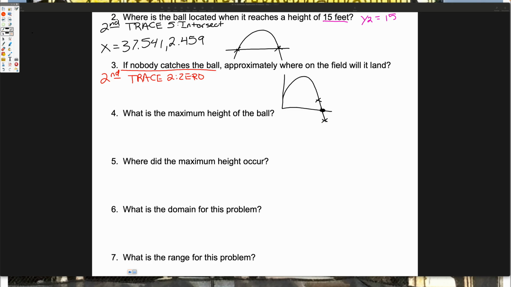Basically, if you look at your y values while you're moving the cursor, you want your left bound to be positive y values and your right bound to be negative y values as you're moving your cursor. You can see the values changing. Y values positive for left bound and negative for that. So when I did my 0 function, I got x equals 41.483.